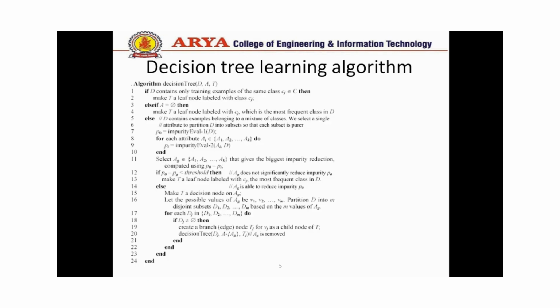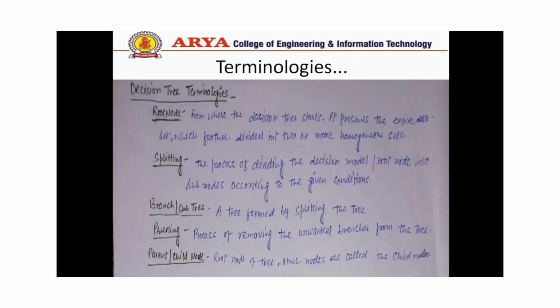In order to build a tree, we use the classification and regression tree algorithm, also known as the CART algorithm. A decision tree simply asks a question, and based on the answer, which depends only on two conditions, yes or no, it further splits the tree into subtrees. So here we have the algorithmic steps of the decision tree.